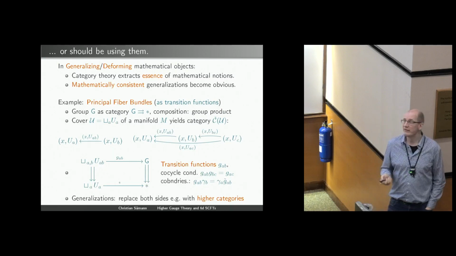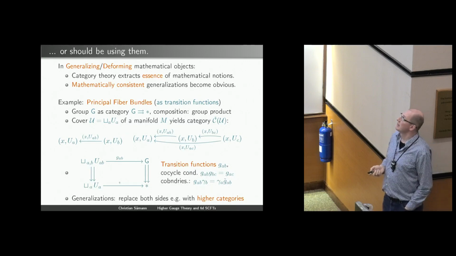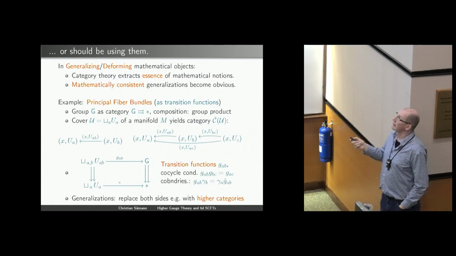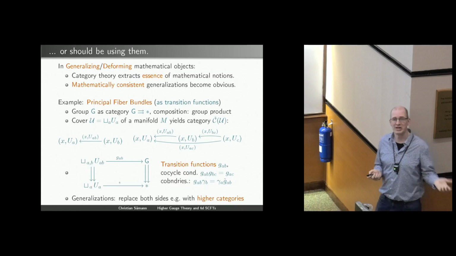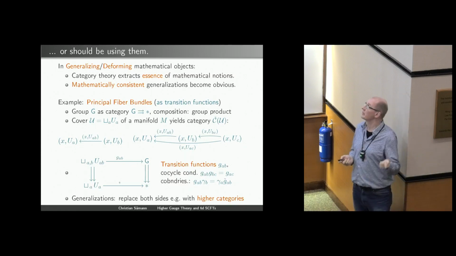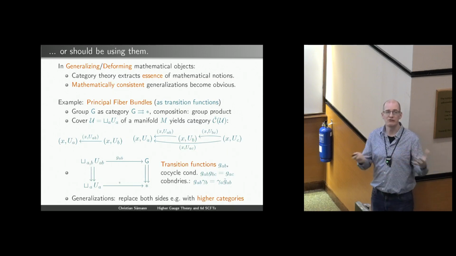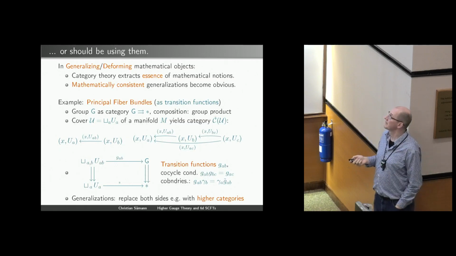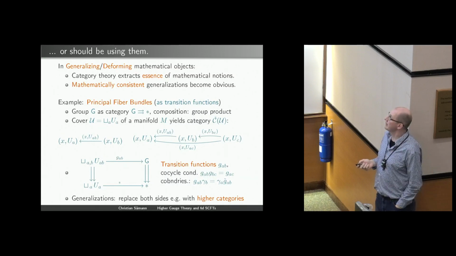Let me give you one more motivation, namely it is actually quite useful to study them. Namely, if you want to generalize or deform mathematical structures that you're interested in, right? So category theory, as I pointed out before, extracts essentially the essence of mathematical objects. So if you want to generalize something, it's of course helpful to know what the essence really is. And it gives you a hint of what mathematically consistent generalizations should be, right? It makes them kind of obvious. It's kind of a recipe for how to generalize things in certain ways. Let me give you a quick example that I found very beautiful when I learned it myself.